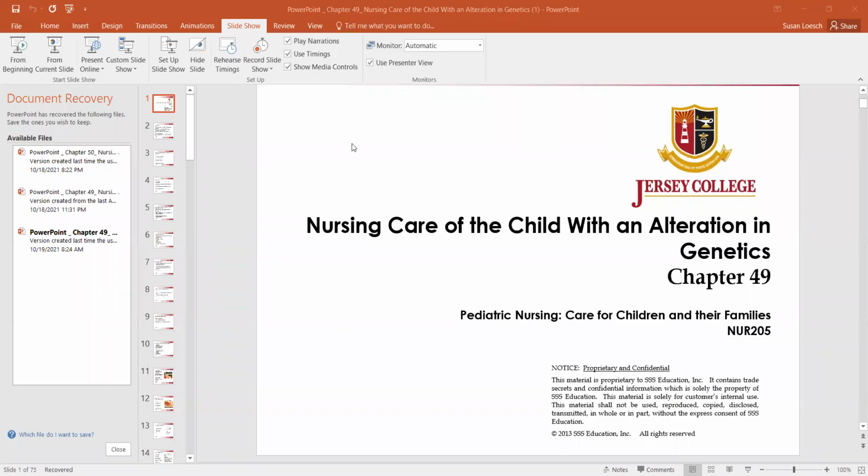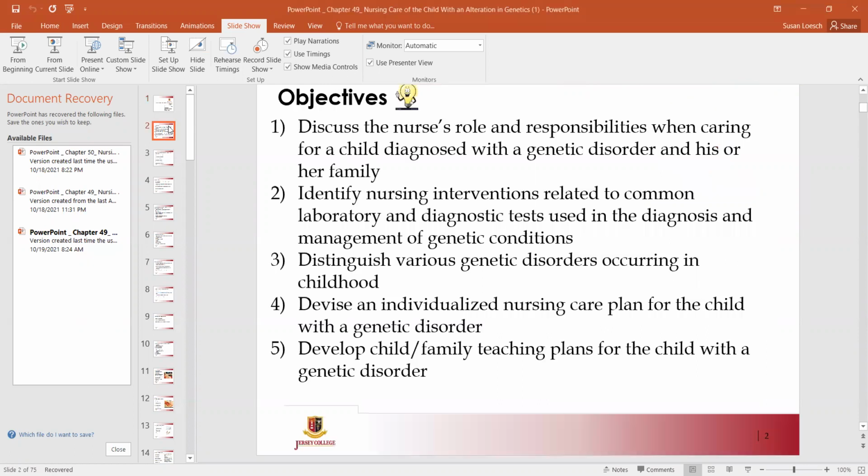Today we're doing Nursing Care of the Child with Alteration in Genetics, Chapter 49. Objectives for this chapter include talking about your role as the nurse and responsibilities when caring for the child diagnosed with the genetic disorder, identifying interventions related to the lab and diagnostic tests used in the management of genetic disorders, distinguish the various genetic disorders that happen in childhood, be able to devise an individualized nursing care plan for the child with the genetic disorder, and develop child family teaching plans for the child with a genetic disorder.